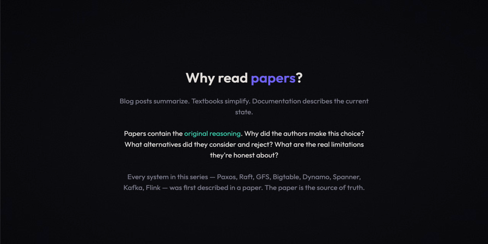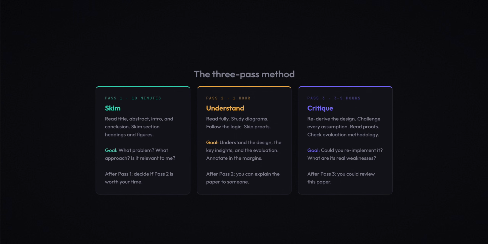Every system in this series, Paxos, Raft, GFS, Bigtable, Dynamo, Spanner, Kafka, Flink, was first described in a paper. The paper is the source of truth. Once you can read papers, you can learn anything in this field without waiting for someone else to summarize it. There's a classic technique for reading papers popularized by Srinivasan Keshav, the 3-pass method.